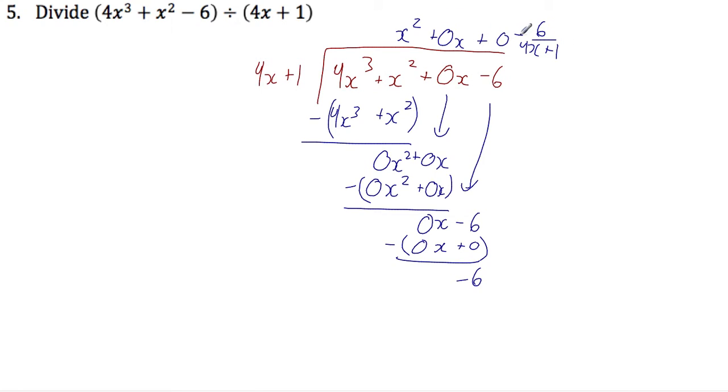We don't really like to write zeros, like 0x and 0, in our answer. So I'm going to write the answer as x squared minus 6 over 4x plus 1. And that is our final answer.